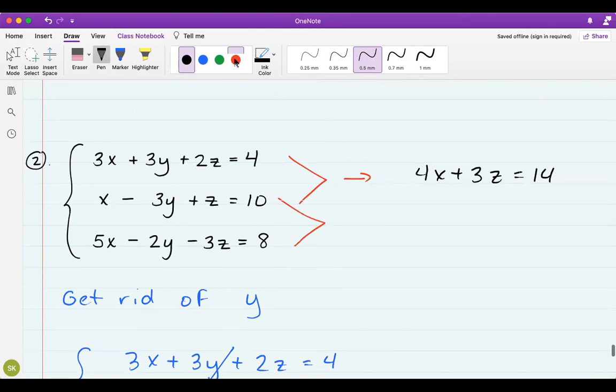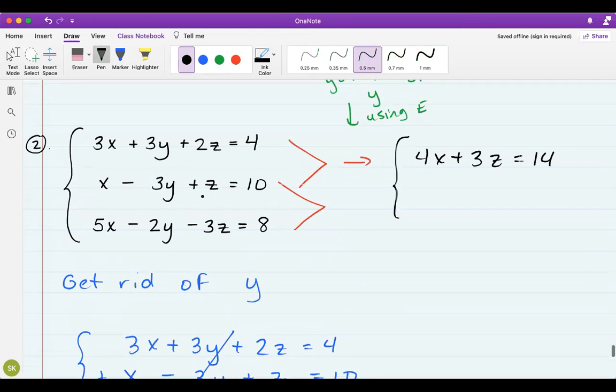So we got rid of, let's put that here just so we can follow our outline, we got rid of y using elimination. I'm just going to use e. I don't want to write the whole word out. And so this is our first new equation. So we need to write another new equation. So I'm going to do the same thing. I'm going to get rid of y.